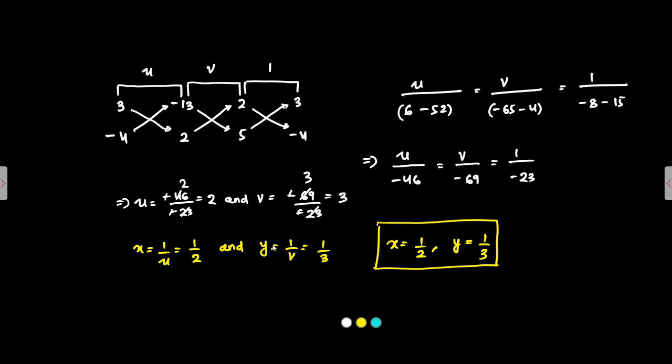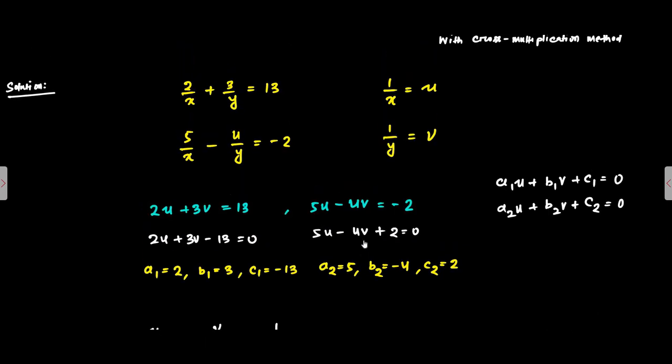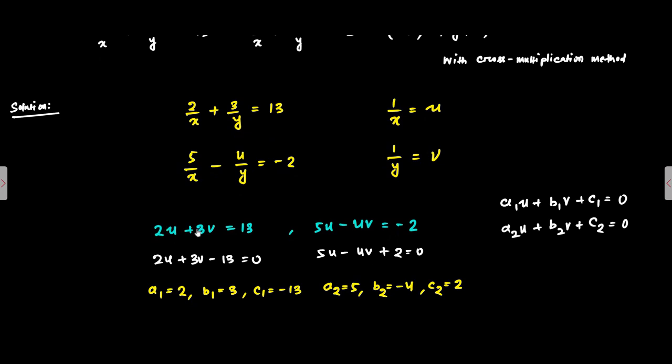This is the solution. Okay, so here first we substituted the values of u and v in place of 1 by x and 1 by y, to convert it into standard format, so that it becomes easy to apply the cross multiplication method. And then we got the values of u and v, and then we substituted them for the original values, that is 1 by x, 1 by y, to get the values of x and y.